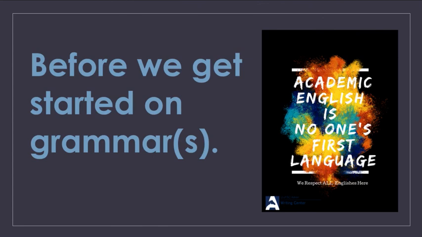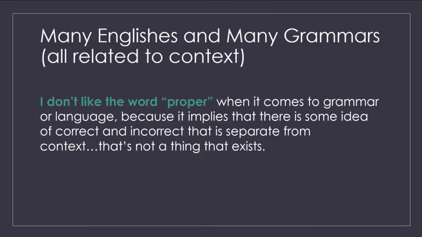Before we get started on grammar, or grammars, I want to explain that academic English is no one's first language. As an English professor, I teach American Academic English. It's a form of edited American. As a human, I speak Appalachian English, or more specifically, Northern Appalachian English. So there are many Englishes and many grammars, all of them related to context.